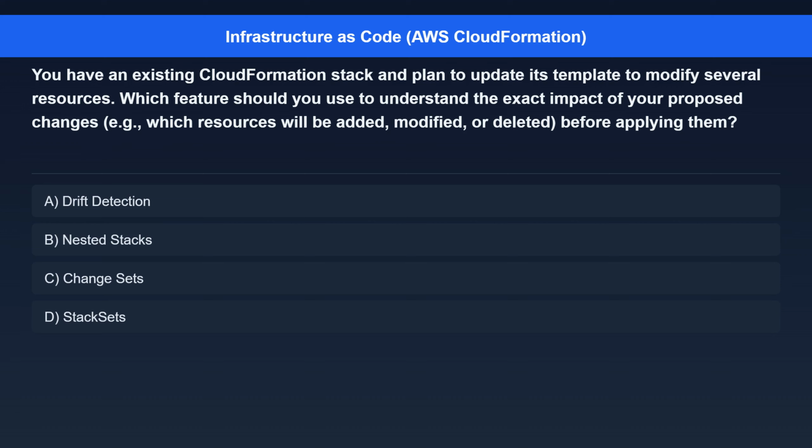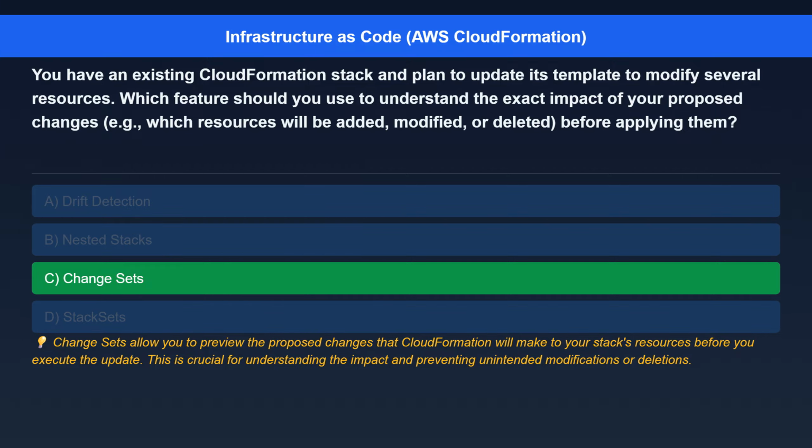Question 2. You have an existing CloudFormation stack and plan to update its template to modify several resources. Which feature should you use to understand the exact impact of your proposed changes? E.g., which resources will be added, modified, or deleted before applying them? Option A. Drift detection. Option B. Nested stacks. Option C. Change sets. Option D. Stack sets.